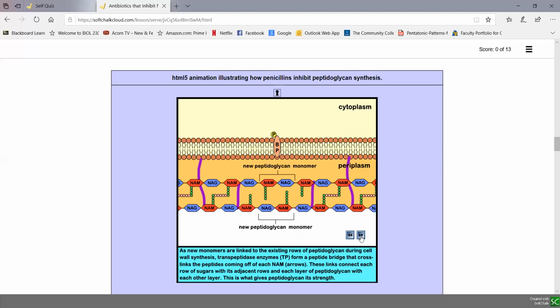So you see what transpeptidase does, as we see here. It forms those peptide cross-links between the rows and between the layers to finish sealing up the cell wall and making it strong.